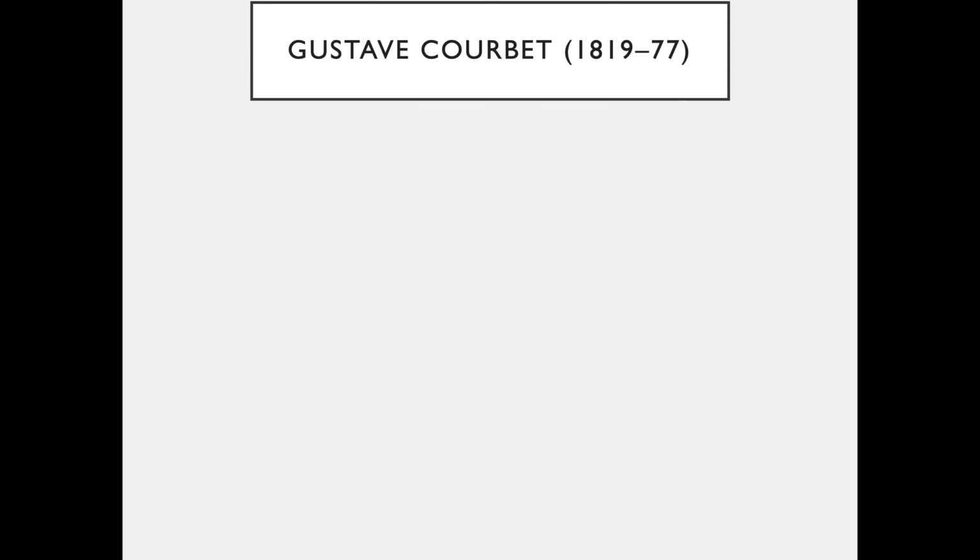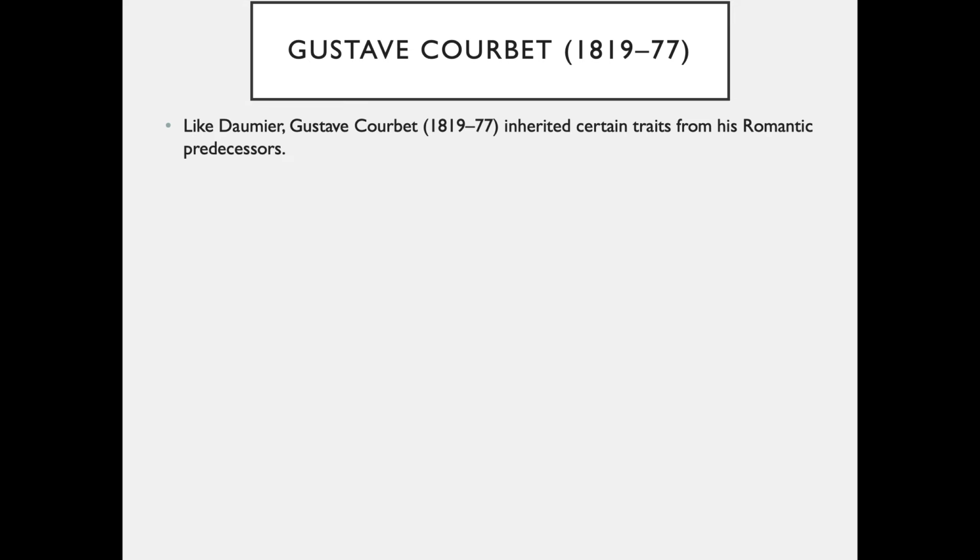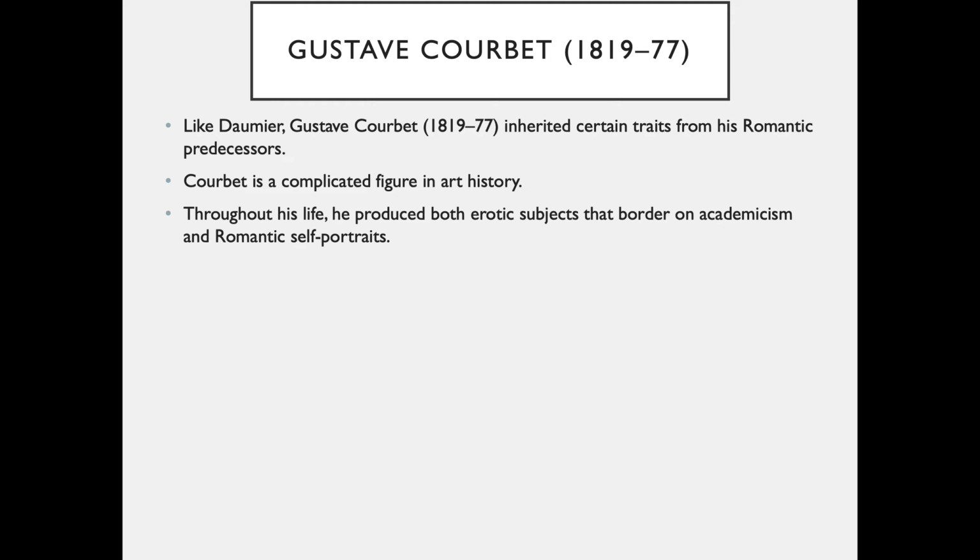Gustave Courbet lived from 1819 to 1877. Like Daumier, Courbet inherited certain traits from his romantic predecessors. He really started out as a romantic painter. He's a complicated figure. He can be very controversial for feminists, for a lot of reasons. Throughout his life, he produced both erotic subjects that border on academicism and romantic self-portraits. So he's got a lot of facets as an artist.